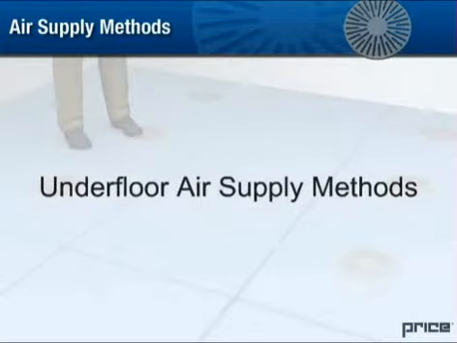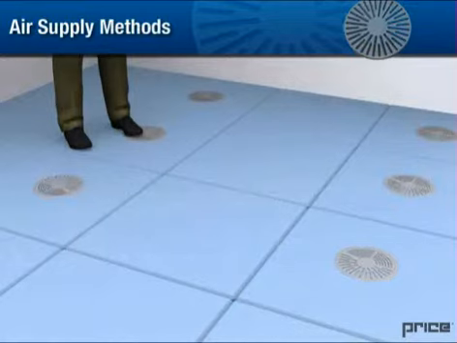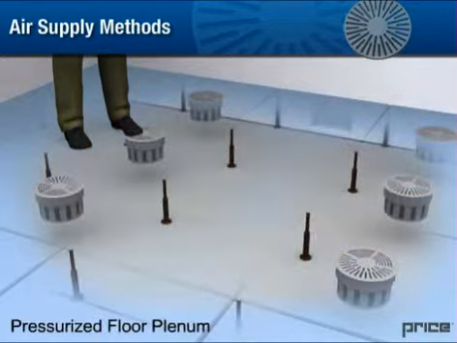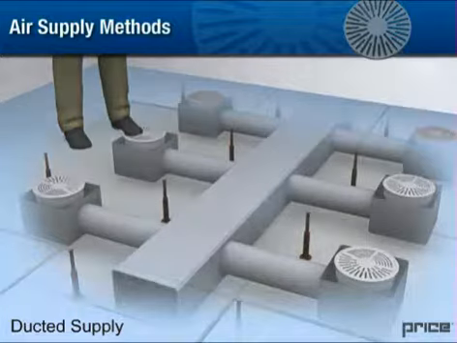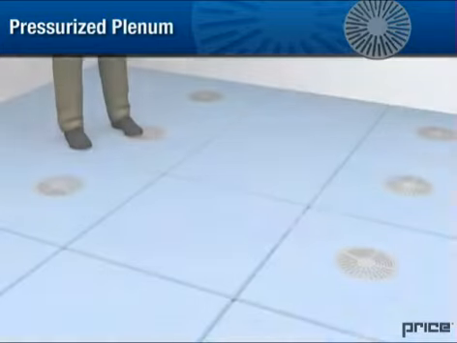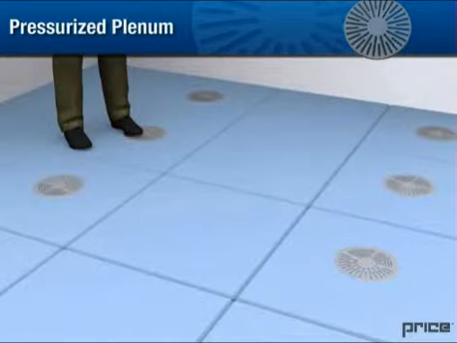Underfloor air supply methods. An underfloor air distribution system has two general methods of supplying air. One method is to use a pressurized floor plenum, and the second method is to use a ducted supply to each of the air outlets, similar to an overhead system. The raised floor system can be pressurized, and this serves as a very efficient means of distributing air within the zone. In most cases, the pressurized plenum method of supplying air is preferred due to the following advantages.